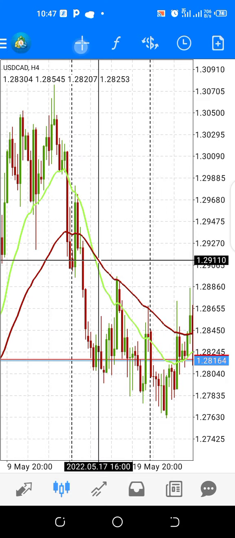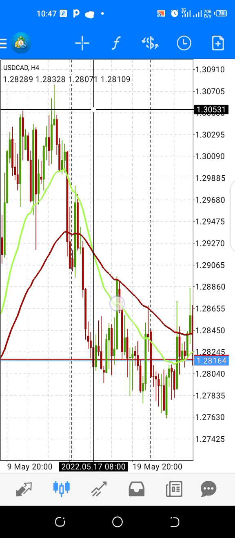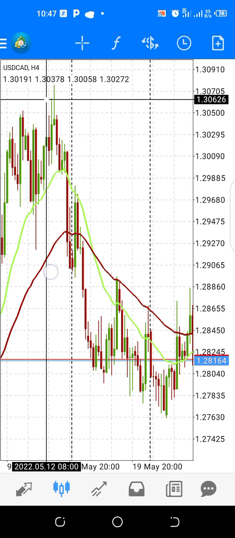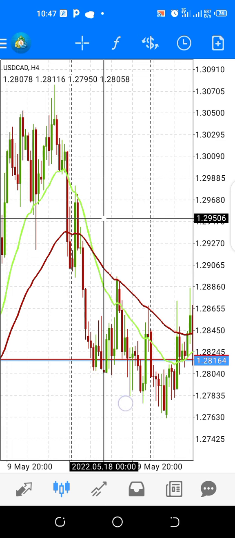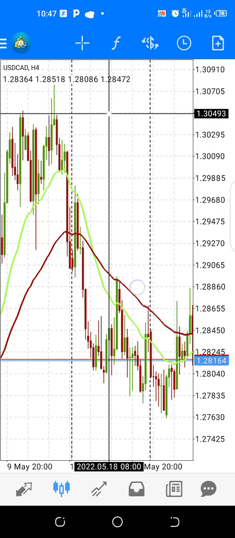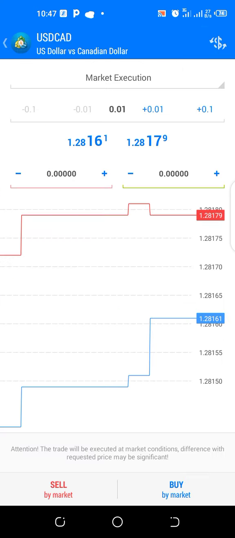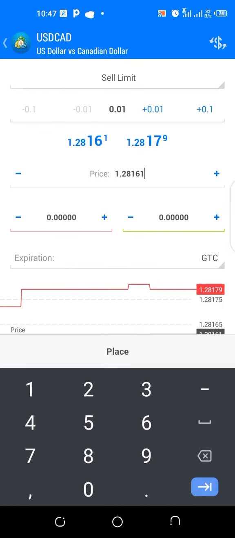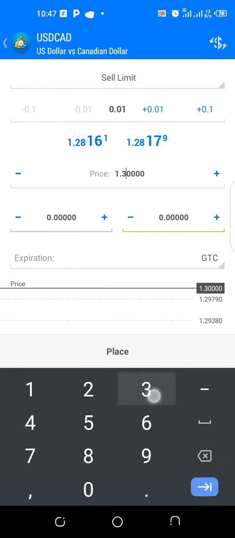So let's take a good level at which we could assume. This level, when the market went to this point, it came down. You can see a lot of wicks here, rejection, before it started coming down. So let's take this point, which is on 1.30500. Sell limit 1.30500. That's our entry price.